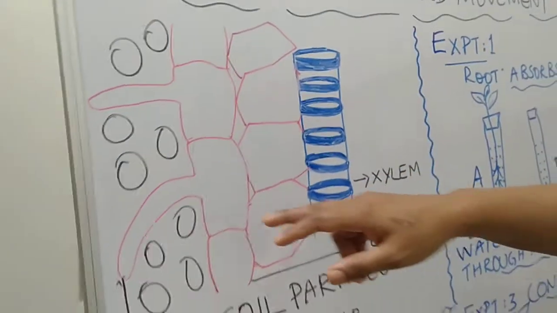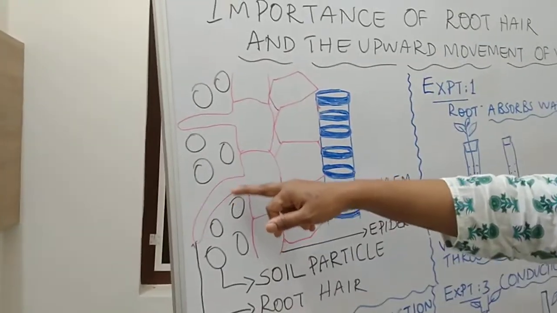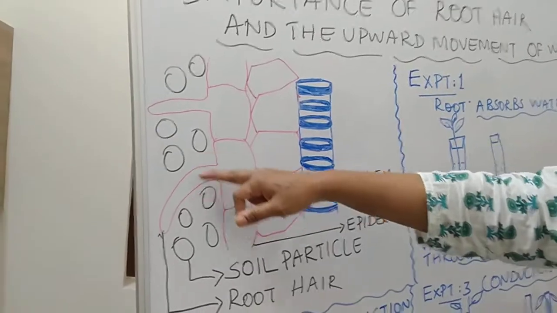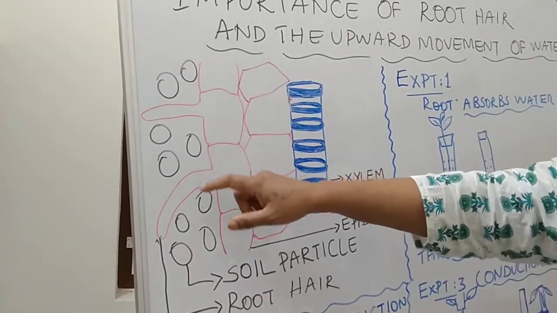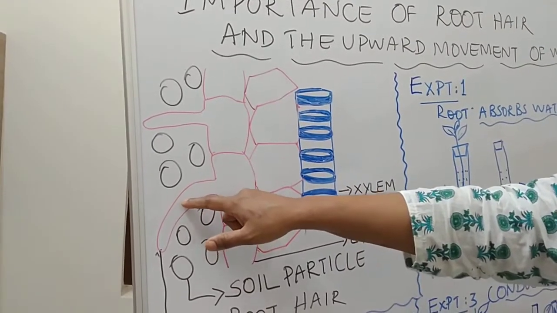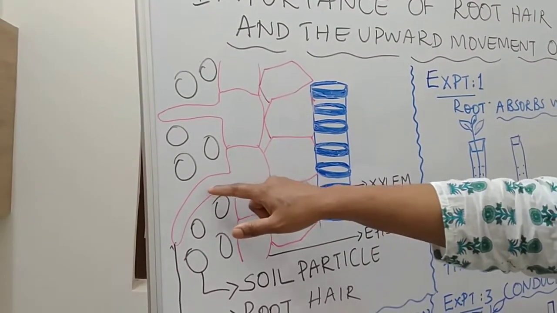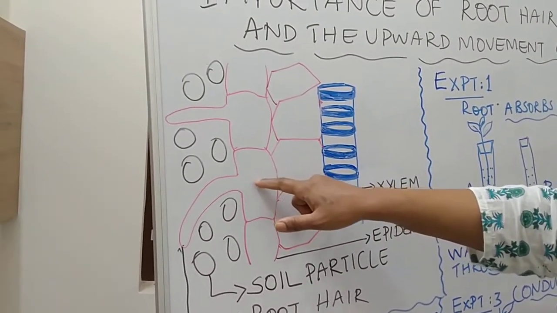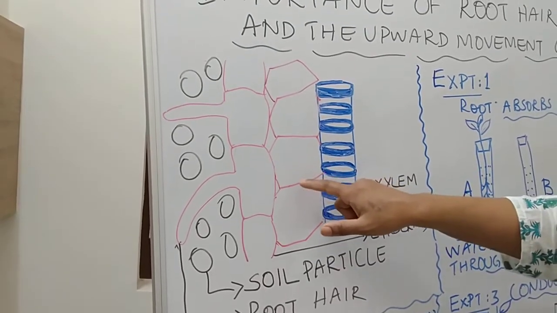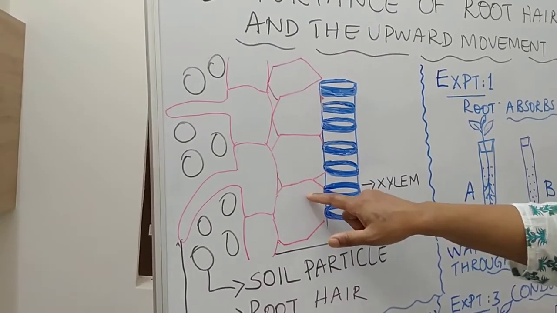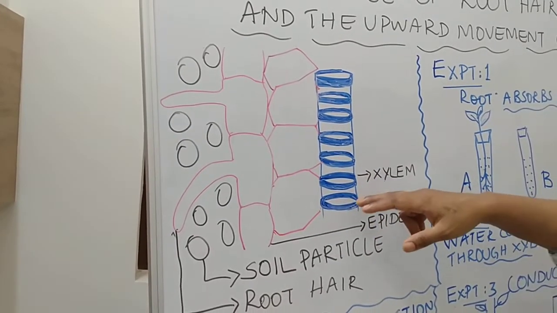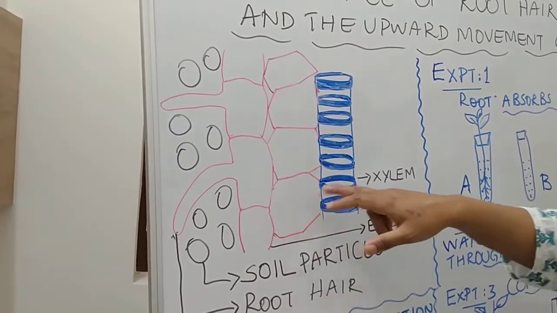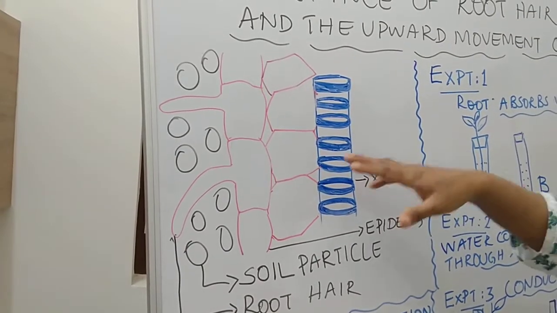So here you can see the root hair is surrounded by the soil particles. In between them there will be water. That water, by the process of osmosis, enters the root hair, then the epidermis, then the remaining tissues, the many layers of cortical cells, and then it enters the xylem. Xylem is the conductive tissue, or the vascular tissue.